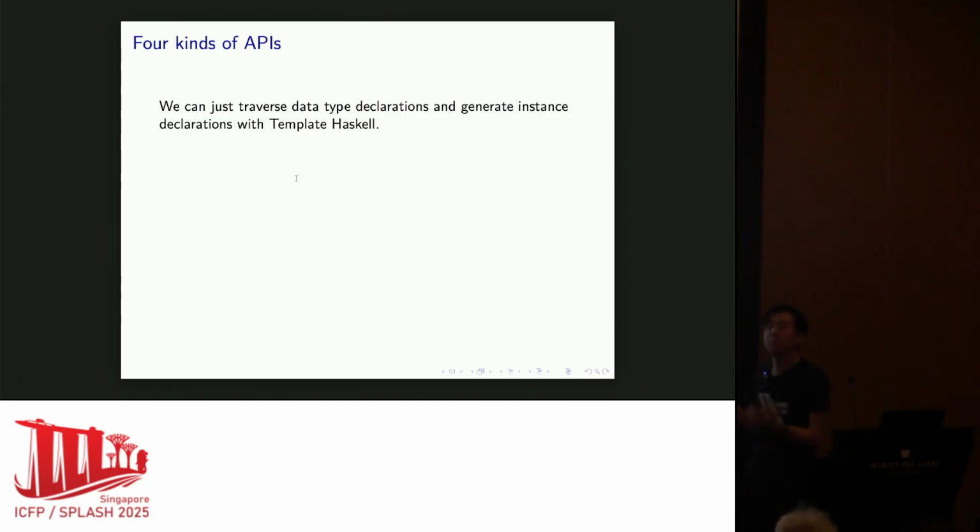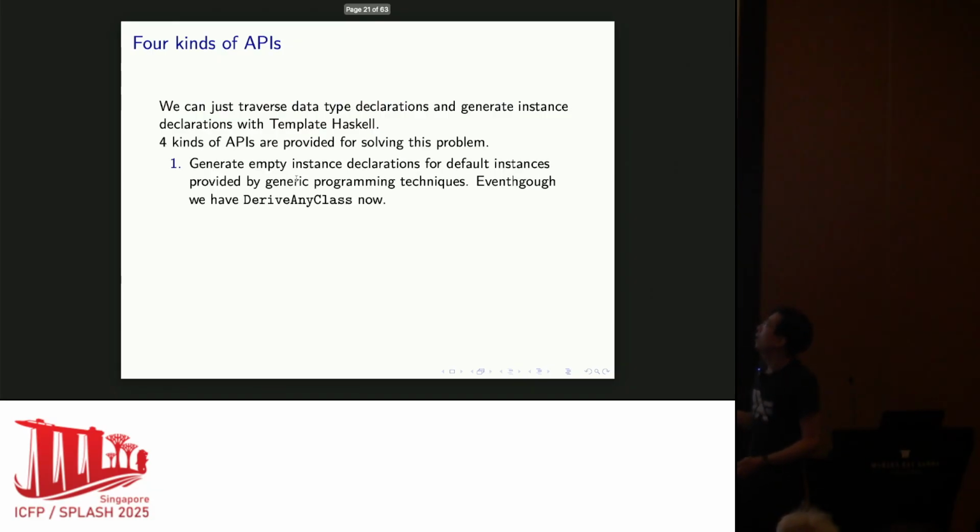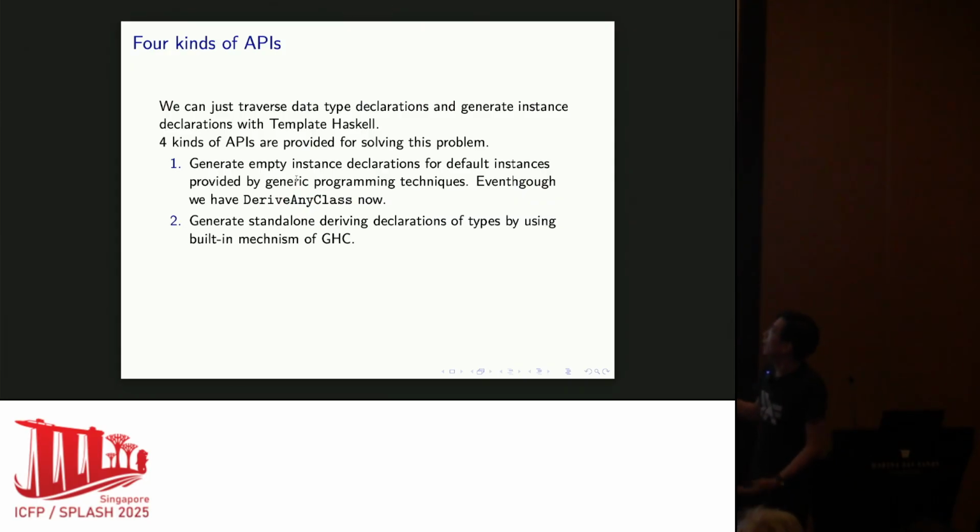The idea is that we can just traverse the data type declarations and generate the instance declarations with Template Haskell. We provide 4 kinds of APIs. First is to generate empty instance declarations for the default instance provided by some generic programming techniques. Even though we have DeriveAnyClass today, I still provide this API. And we can generate standalone deriving declarations of types by using the built-in mechanism of GHC.